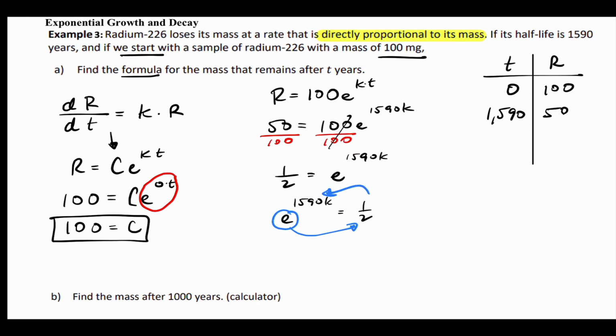So it's going to be natural log of 1/2 equals 1,590K.